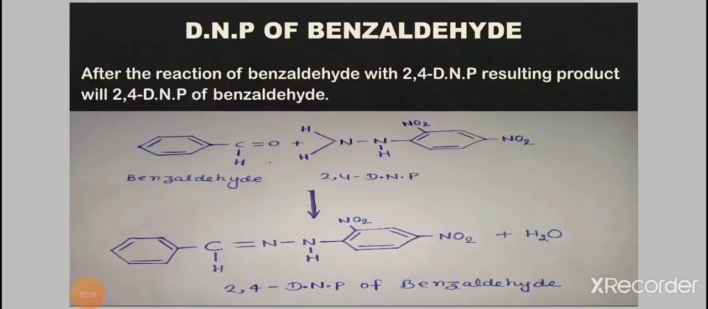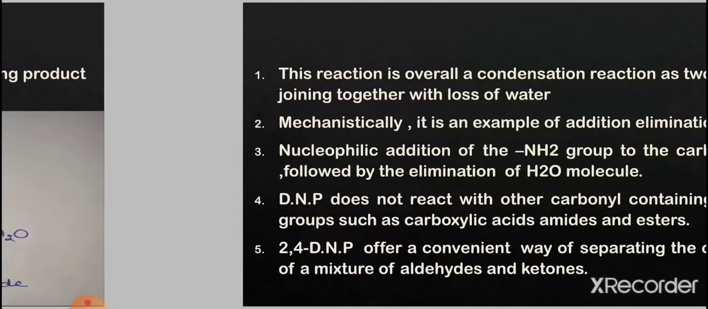Now let us talk about the 2,4-dinitrophenylhydrazone of benzaldehyde. How to prepare it? After the reaction of benzaldehyde with 2,4-DNP, the resulting product will be the 2,4-DNP derivative of benzaldehyde. This is the reaction. Benzaldehyde will react with 2,4-dinitrophenylhydrazine, then the resulting product will be the 2,4-DNP of benzaldehyde.